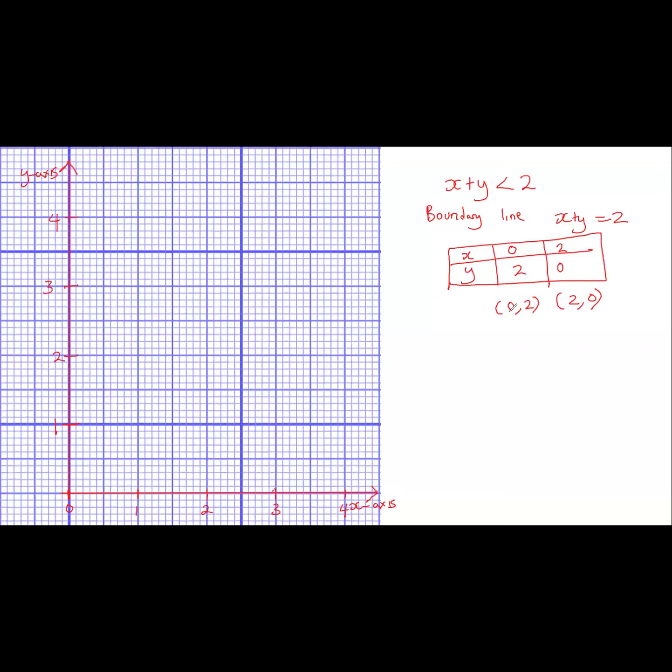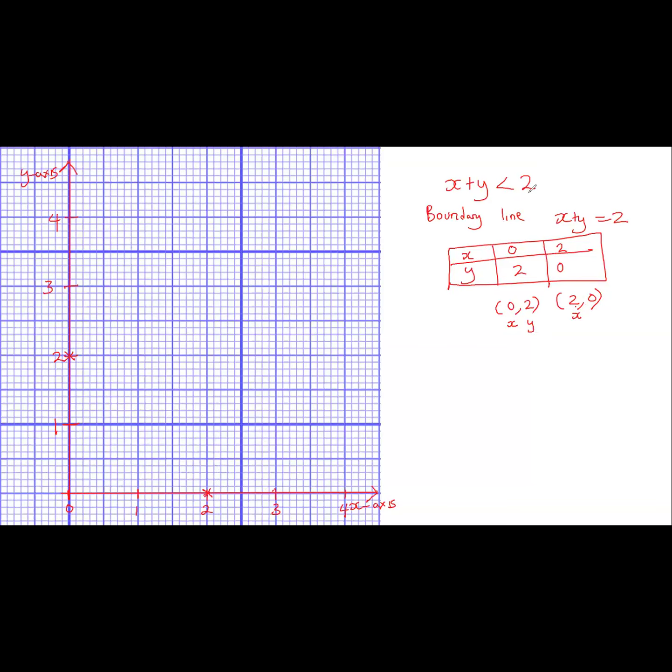Now I plot 0, 2. This is the x value and this is the y. X is 0, y is 2. Y is the vertical. I come here and I put a star here. I go to the next one. X is 2 along the x-axis. Then along the y, you don't move, it is 0. I'll place my point here. Those are the points.